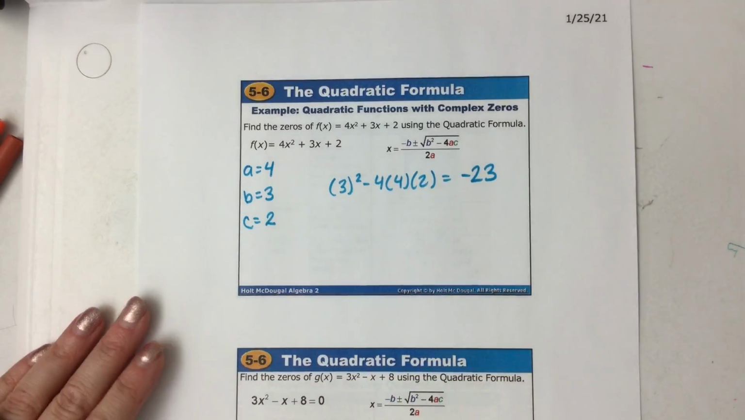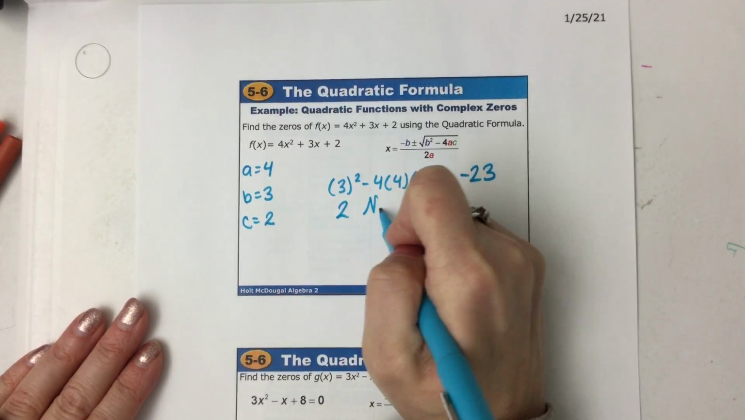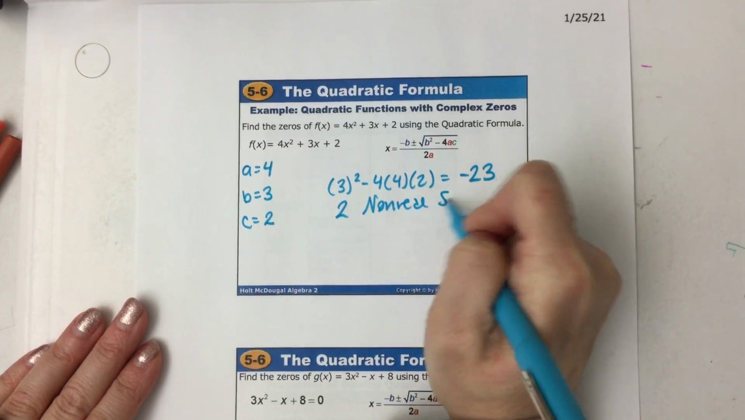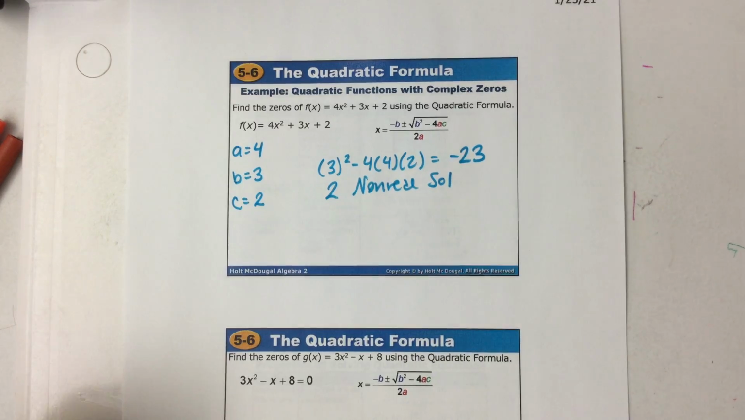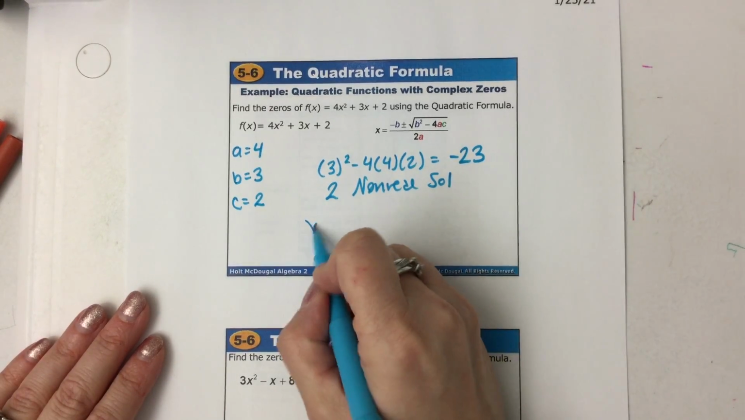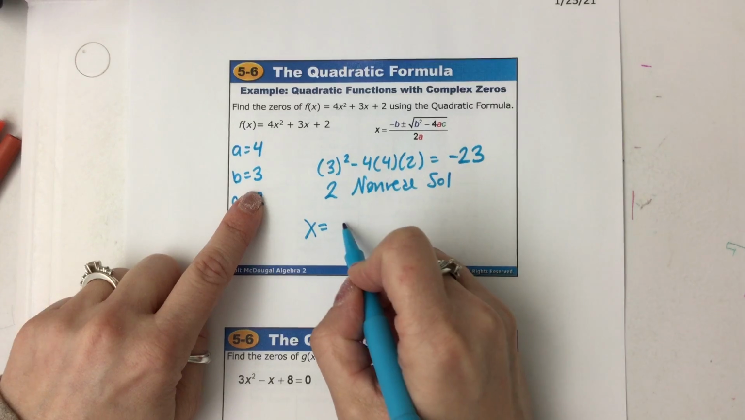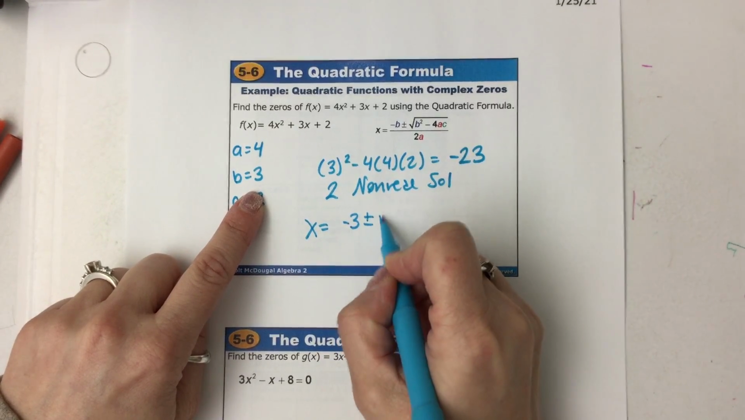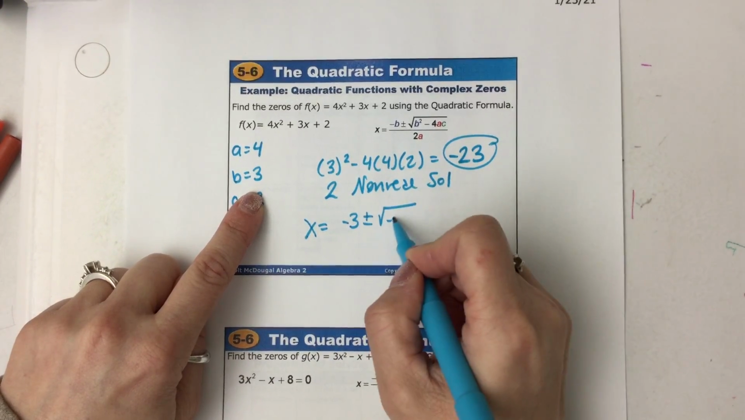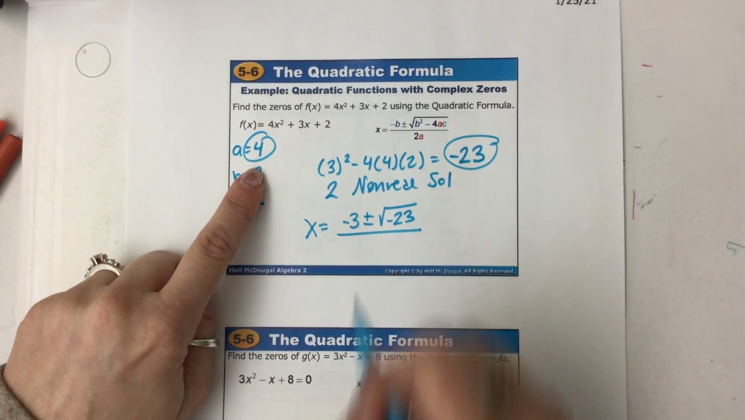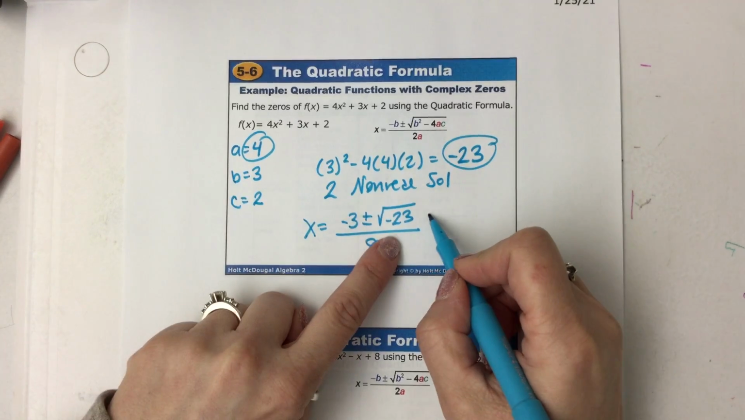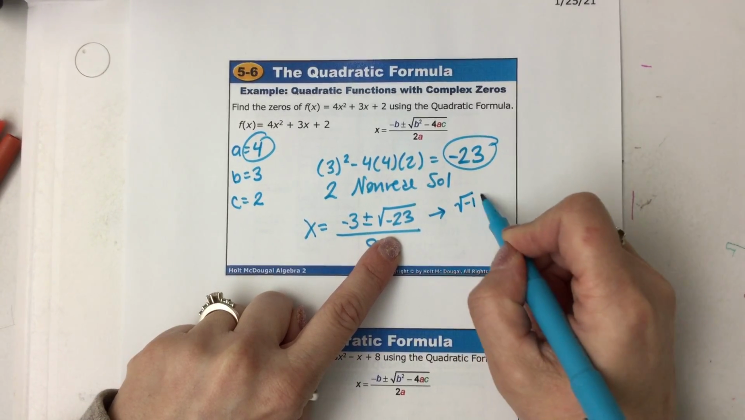If you have a negative, that means I have 2 non-real solutions. So I'm going to have imaginary values in my solutions. x equals negative b, so it's a negative 3, plus or minus the square root of negative 23, all over 2 times a. A is a 4. 2 times 4 is 8. There's a negative underneath the radical.